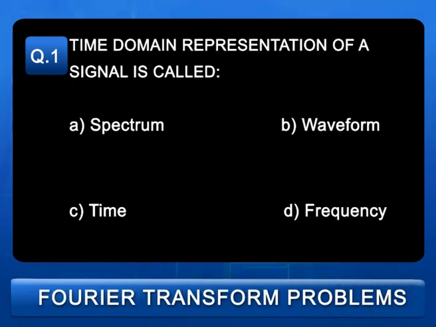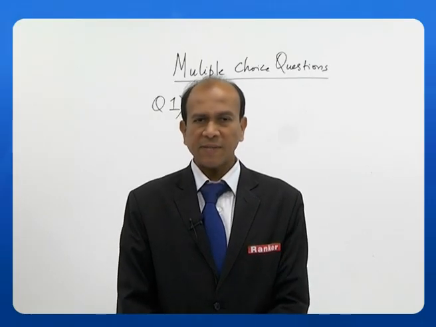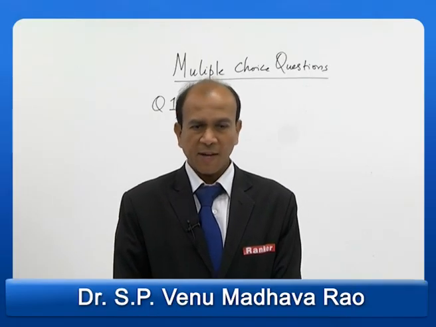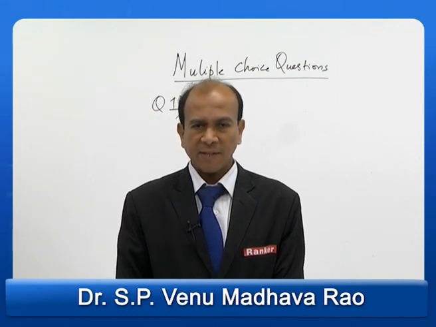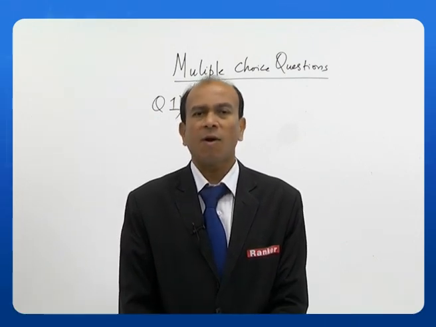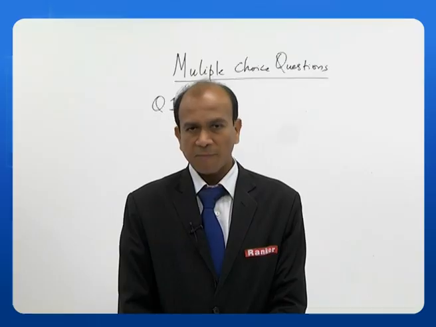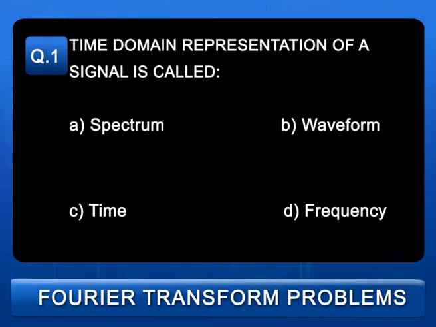The time domain representation of a signal is called: A. Spectrum, B. Waveform, C. Time, D. Frequency. We have seen earlier in so many sessions that a signal represented in the time domain is called a waveform, is it not? So, the answer is waveform. A time domain representation of a signal is called a waveform.